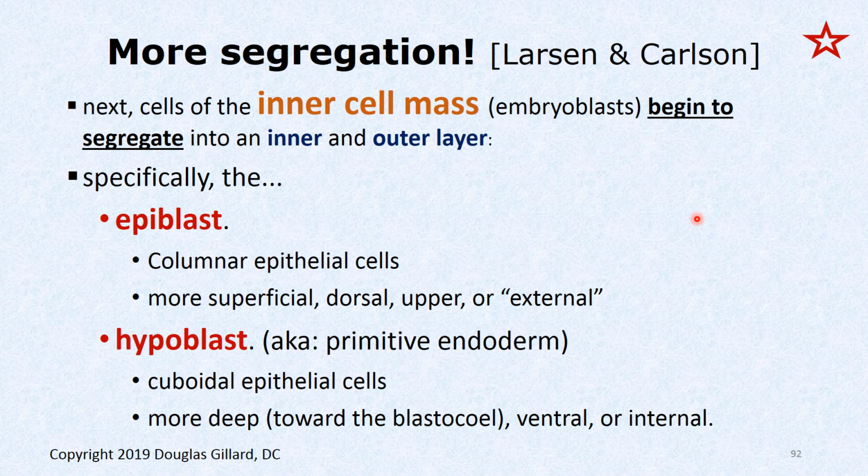Now, before we implant, a second round of segregation occurs. And this time it doesn't affect the outer periphery cells, the trophoblast. It affects the inner cell mass. We are going to split that inner cell mass into one group of cells that hug the trophoblast layer toward the embryonic pole, and a group underneath that. So the top group closer to the embryonic pole is called the epiblast, and the group right underneath that is called the hypoblast. Epiblasts are more columnar type cells. They are more dorsally aligned because they're toward the embryonic pole. I'll show you a picture in a minute that will help. Hypoblasts are deep to that.